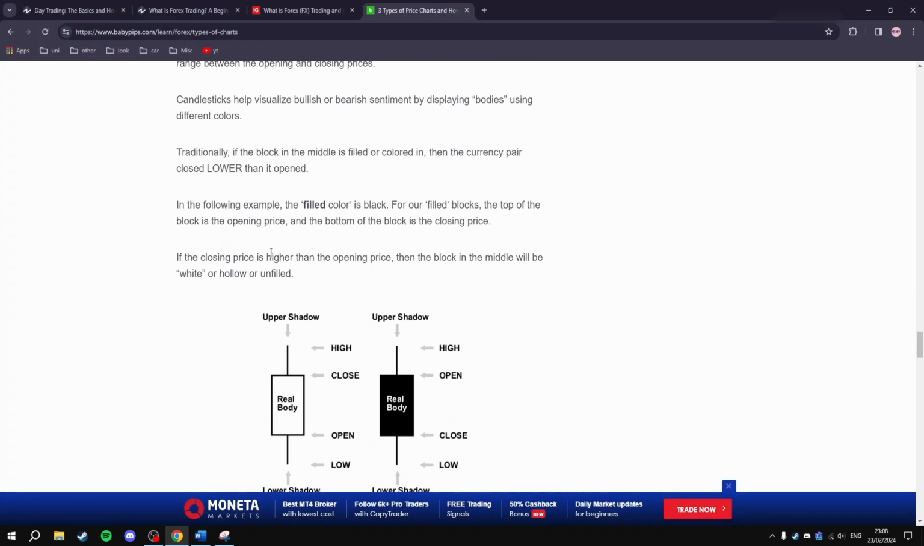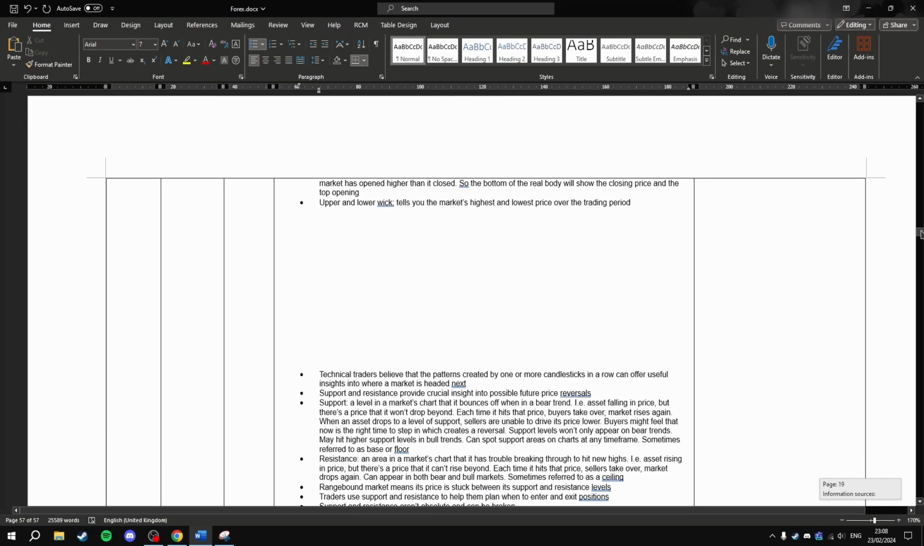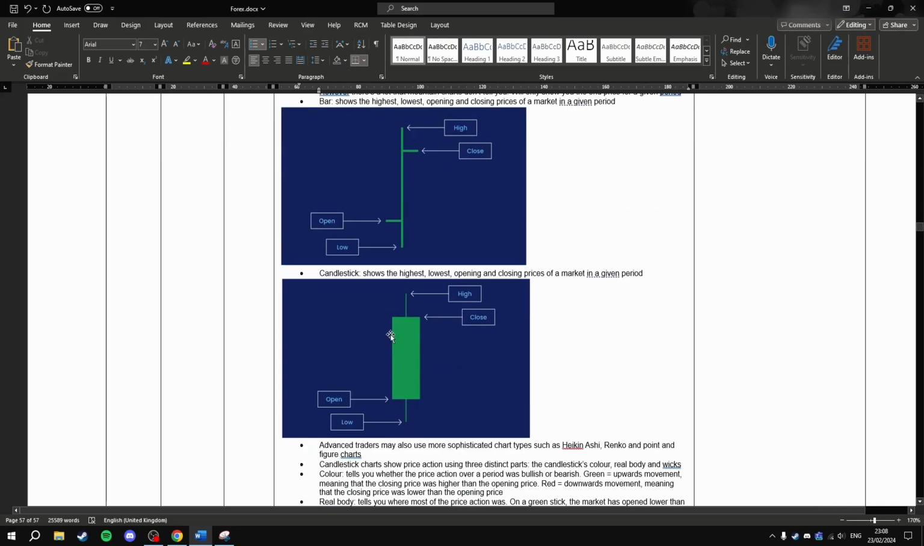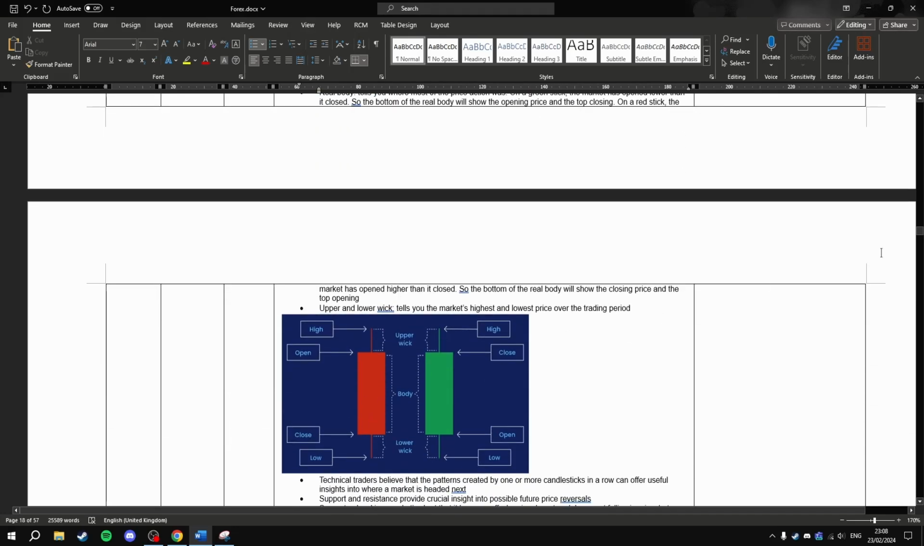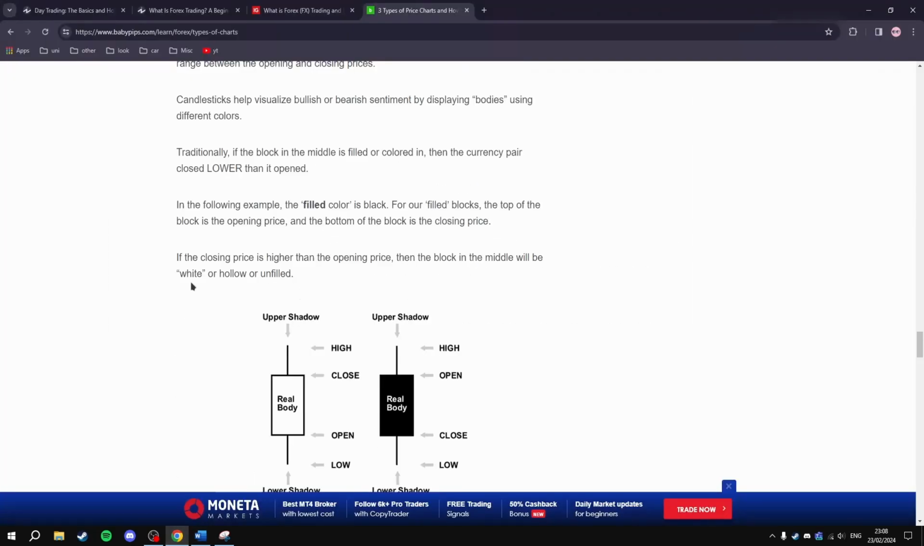Traditionally, if the block in the middle is filled or colored in, then the currency pair closed lower than it opened. Oh, this is using black and white, but in a tutorial I watched on some other website, it's actually different colors, green and red. But black and white could still do.